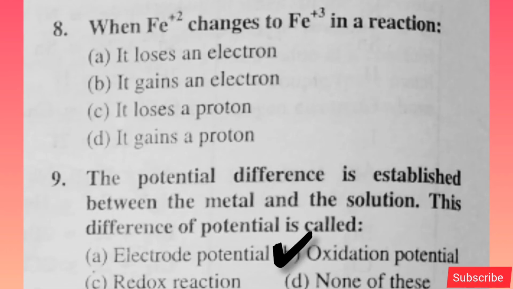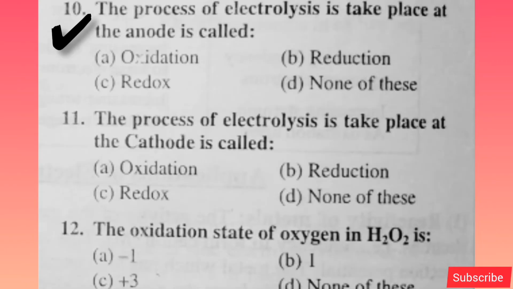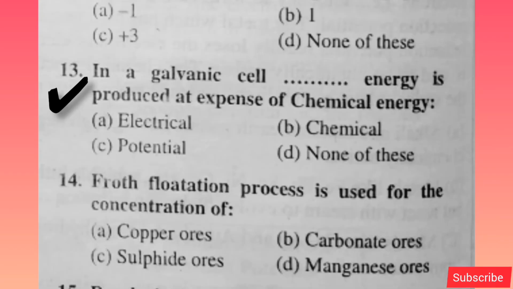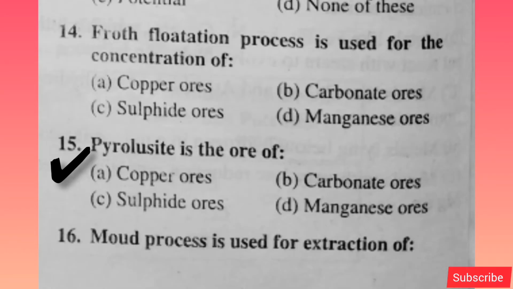Option A is right. The process of electrolysis that takes place at the anode is called. Option A is right. The process of electrolysis that takes place at the cathode is called. Option B is right. The oxidation state of oxygen in H2O2 is. Option A is right. In a galvanic cell, chemical energy is converted into electrical energy. Option A is right. Froth flotation process is used for the concentration of. Option C is right. Pyrolusite is the ore of. Option C is right. Mond process is used for the extraction of.